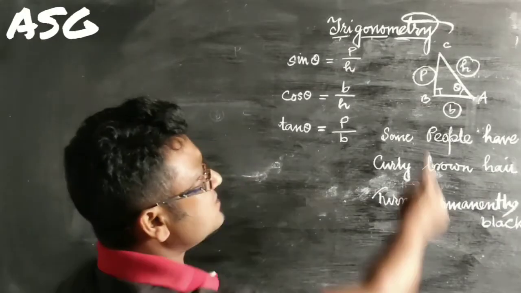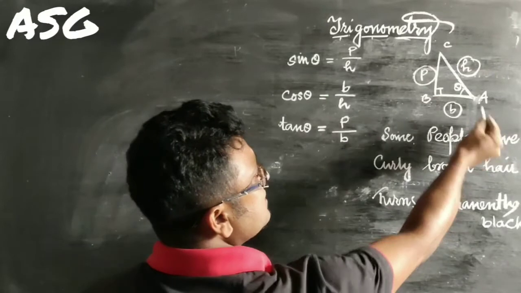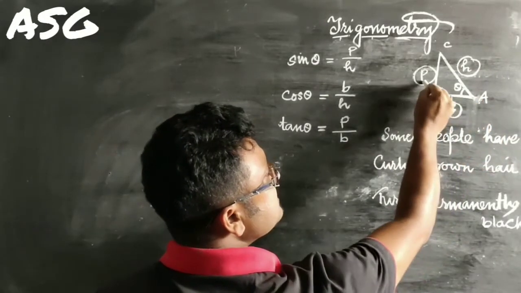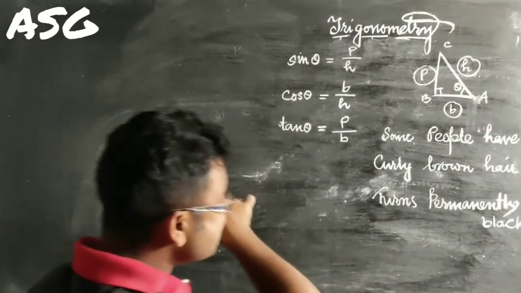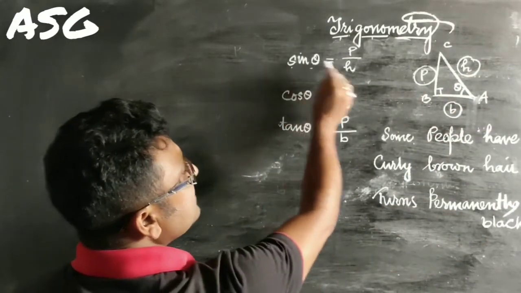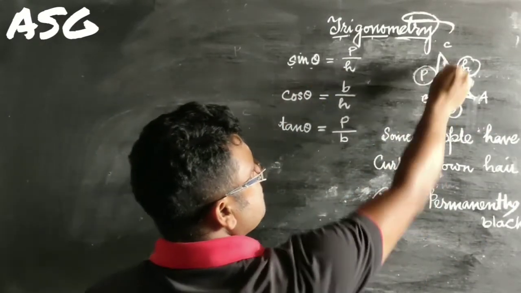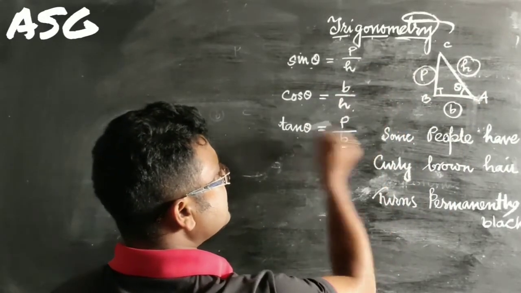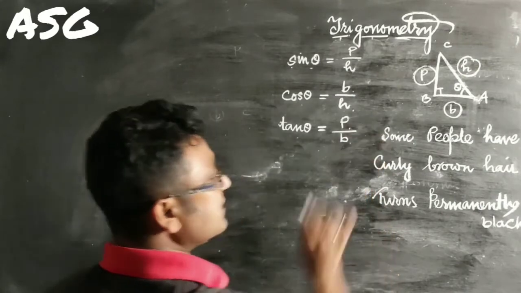Now, suppose this is one right angle triangle. Since I am considering this one to be the base angle, so this is base, this is perpendicular, and this is hypotenuse. So I can write sin theta. We know it is the ratio of perpendicular and hypotenuse. Cos theta, base by hypotenuse, and tan theta, perpendicular by base.